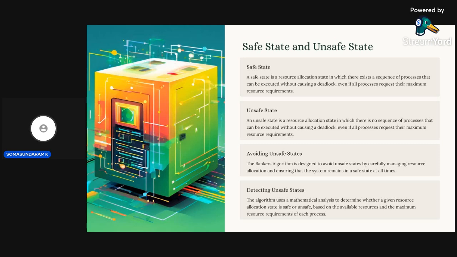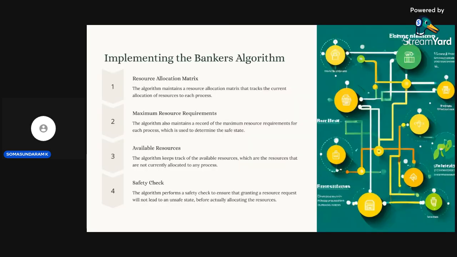Detecting unsafe states. The algorithm uses a mathematical analysis to determine whether a given resource allocation state is safe or unsafe, based on the available resources and the maximum resource requirements of each process. Implementing the Banker's algorithm: resource allocation matrix, maximum resource requirements, available resources, safety check.